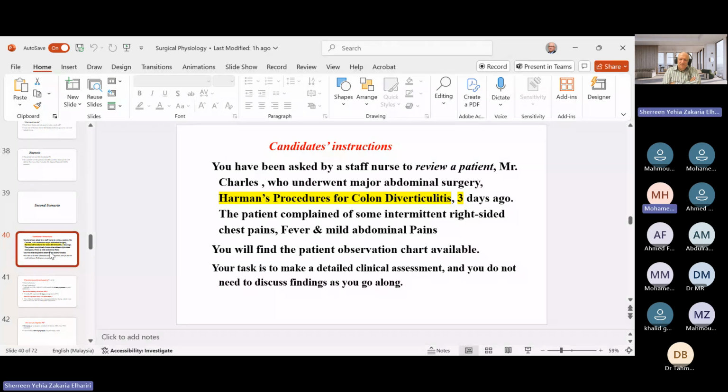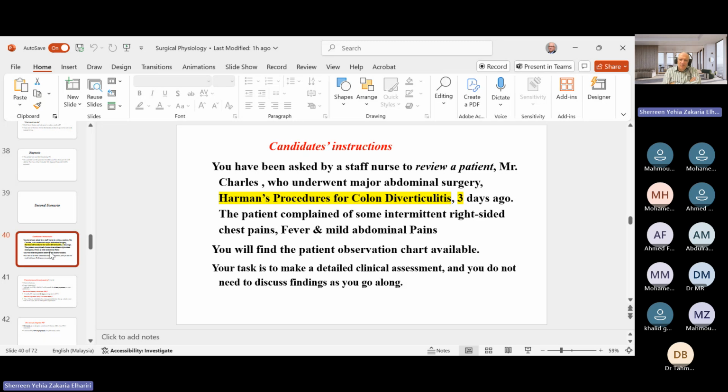And then review what? Yes, go on. Review the vital chart and the investigations that were done for the patient, besides supplementing the patient with oxygen guided by the pulse oximeter. And then I'm going to check the observation chart as well.